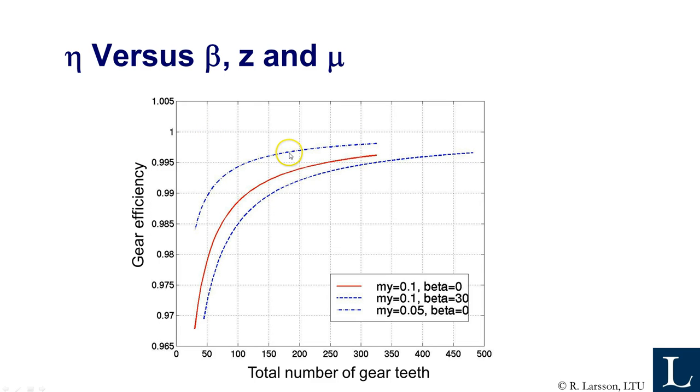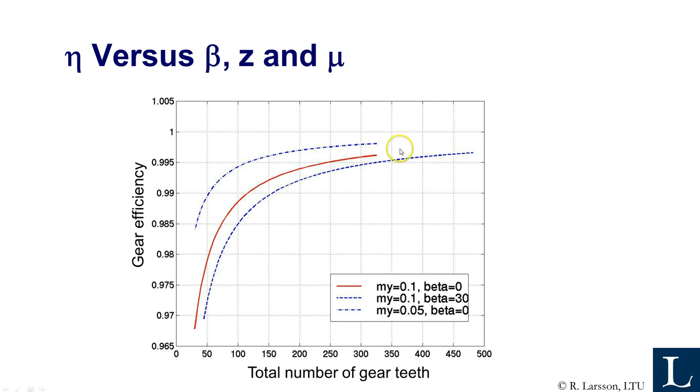These two curves can also be compared to see the effect of the friction coefficient. So if you reduce the friction to half from 0.1 to 0.05, you actually halve the losses also, as you may expect. You can see that this is the loss, the distance here, and if you halve the friction, you halve the loss.